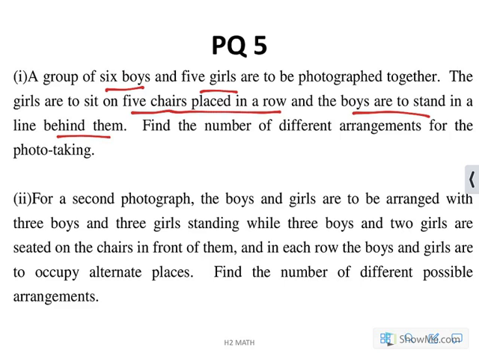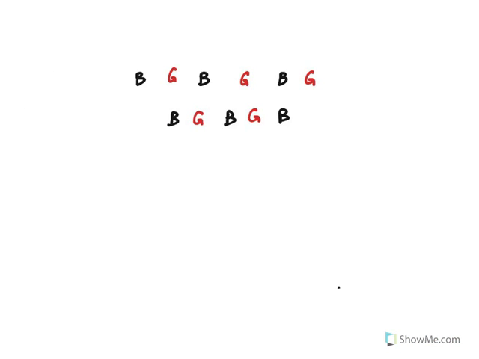This is how the question looks. They want 3 girls and 3 boys standing, and 3 boys and 2 girls seated on the chairs in front, because there are 5 chairs in front and 6 people standing at the back. In this row, the boys and girls are to occupy alternate places. For the front row, this seems to be the only arrangement. Because I only have 2 girls, I cannot put a girl first. It has to be a boy first, because there are 3 boys and 2 girls, an odd number. So there is only one way I can arrange.